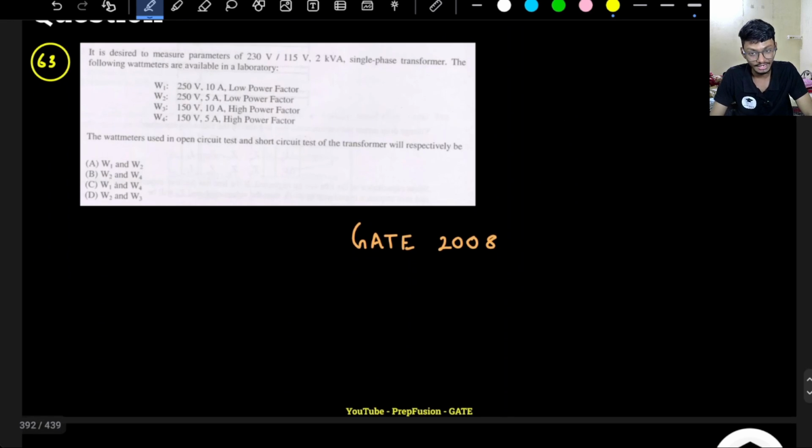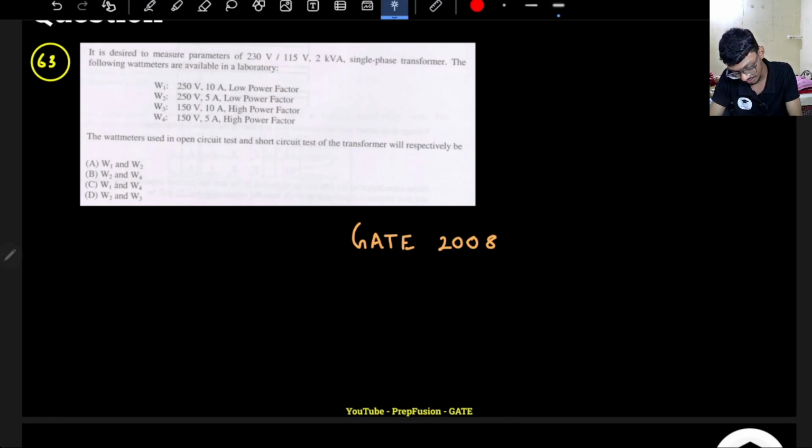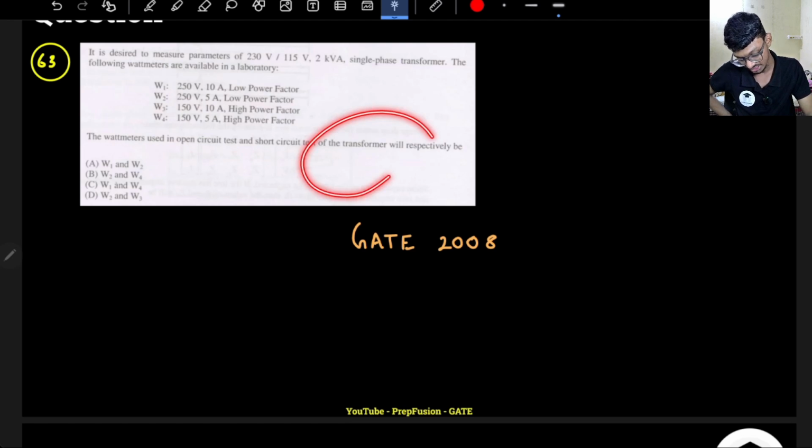So it is desired to measure the parameters of a 230 volt 115 volt 2 kVA single phase transformer. The following wattmeters are available in the laboratory. Wattmeter 1 W1, that is 250 10 ampere low power factor. Wattmeter 2, wattmeter 3, wattmeter 4. The wattmeters are used to perform open circuit test and short circuit test of the transformer respectively. Which one shall I choose?